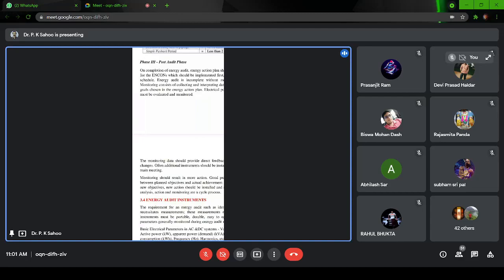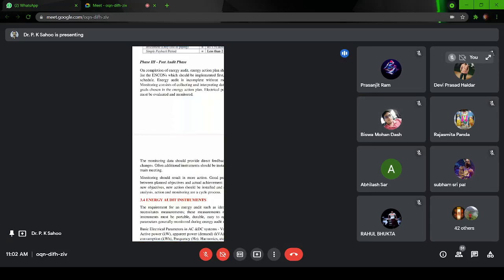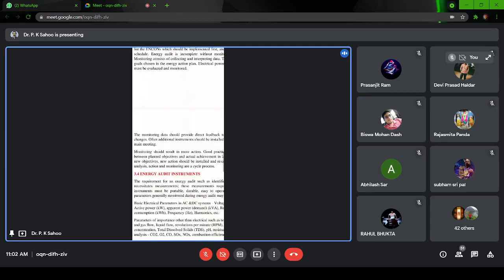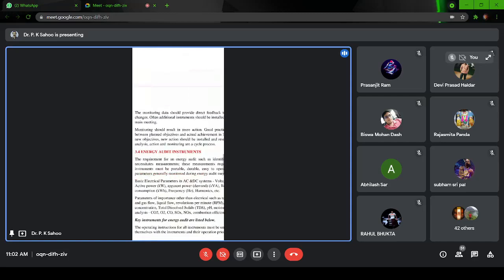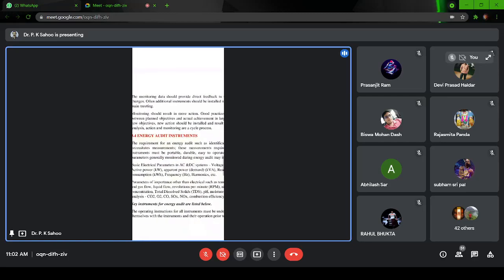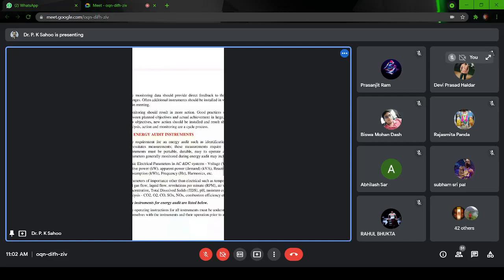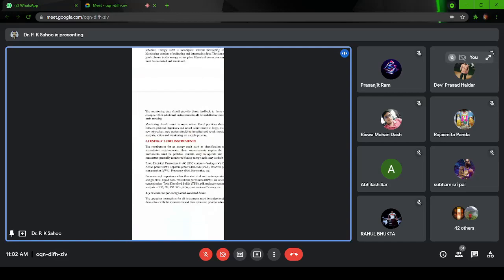What you are doing in the post audit phase, what are you going to do? That is the post audit. Sir, action plan. Yeah, beautiful, that is we will take the action. Very good, we will take the action. Okay, after completion of the energy audit, the energy action plan should be prepared. So we should prepare the action plan.